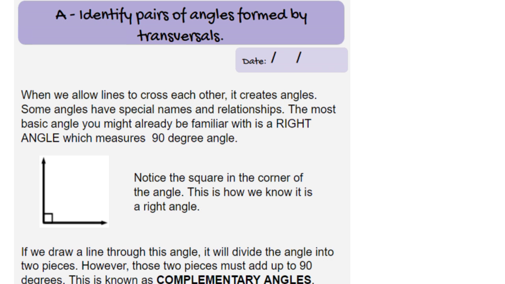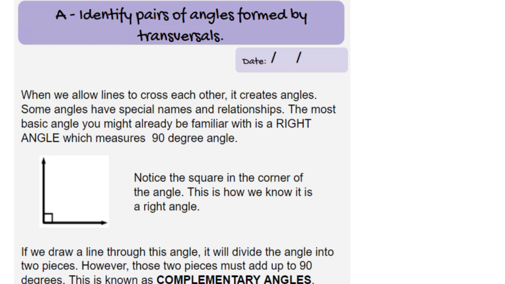All right, here we go. Next unit is on angle relations, and today you're actually going to hear all of the angle relations that I need you to be aware of. You should be able to identify pairs of angles formed by a transversal. You should also be able to identify complementary and supplementary angles.